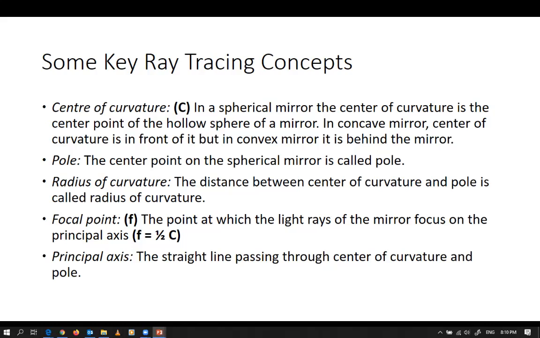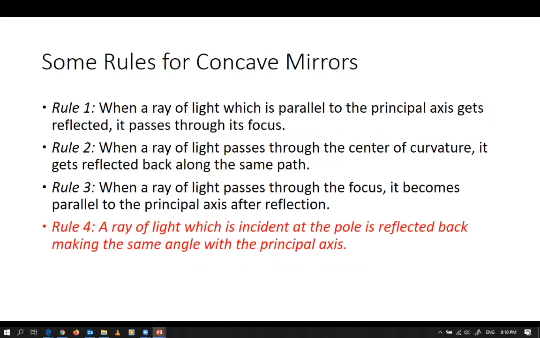Okay, so here we go. For concave mirrors, this is where we'll start. Rule number 1 is when a ray of light, which is parallel to the principal axis, gets reflected, it's going to pass through the focus. And we'll show you that when we get to our diagram.